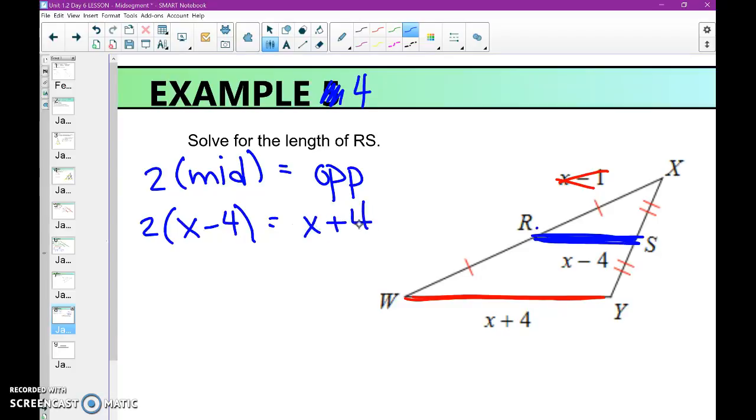So hopefully this is how you started your problem. If you went further and you did it incorrectly, that's okay. Just try and make sure you write my work down as well. But you should have started like this and then begun your algebra by distributing. So 2 times x is 2x. 2 times negative 4 is negative 8. Notice the right-hand side is totally the same as when you started. Nothing is changing from that first step.